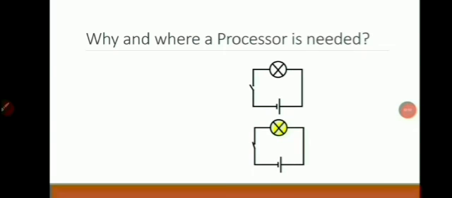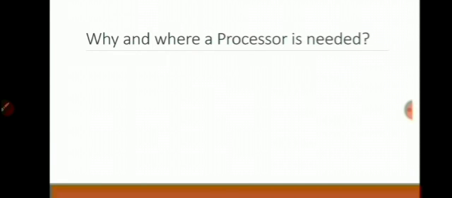Now let's understand why a processor is needed. In this circuit diagram, we can see that it is a basic electrical system. It has a source, a switch, and an output device. We know that when the switch closes, the path for the electric current to flow is complete and the LED bulb glows. This is a very basic system where a switch controls the glow of an LED.